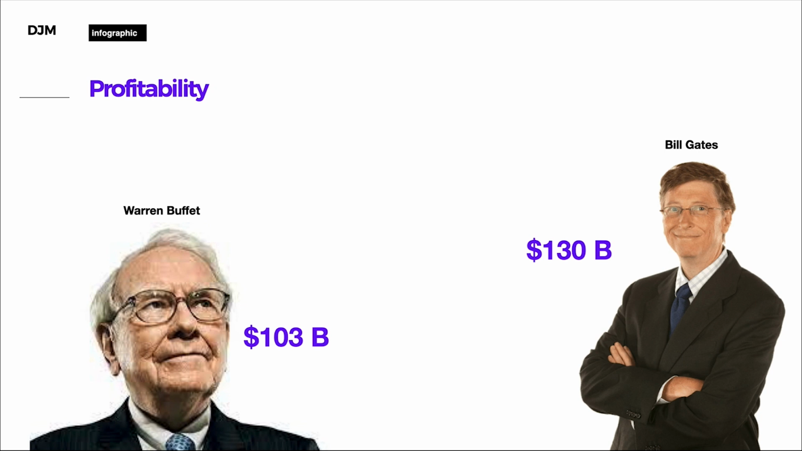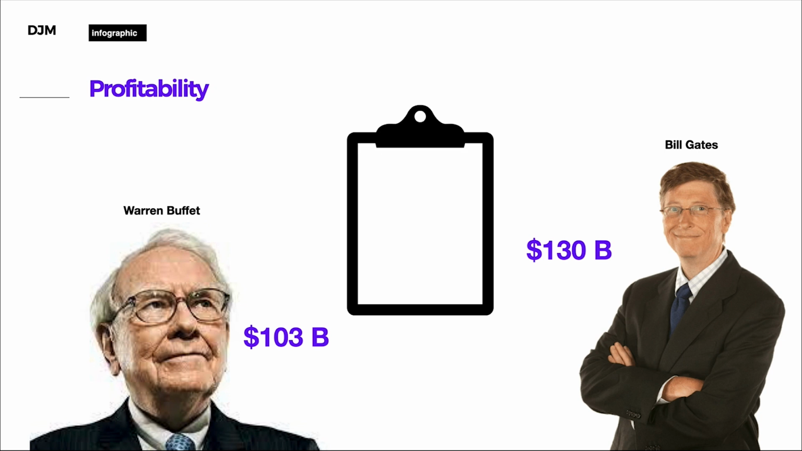Now, the two of these people have incredible amounts of wealth. Warren Buffett has $103 billion to his name. Bill Gates has $130 billion. If you add those two numbers together, that is $233 billion with a B between the two of them. That number is astounding and gigantic. And so there's a story.